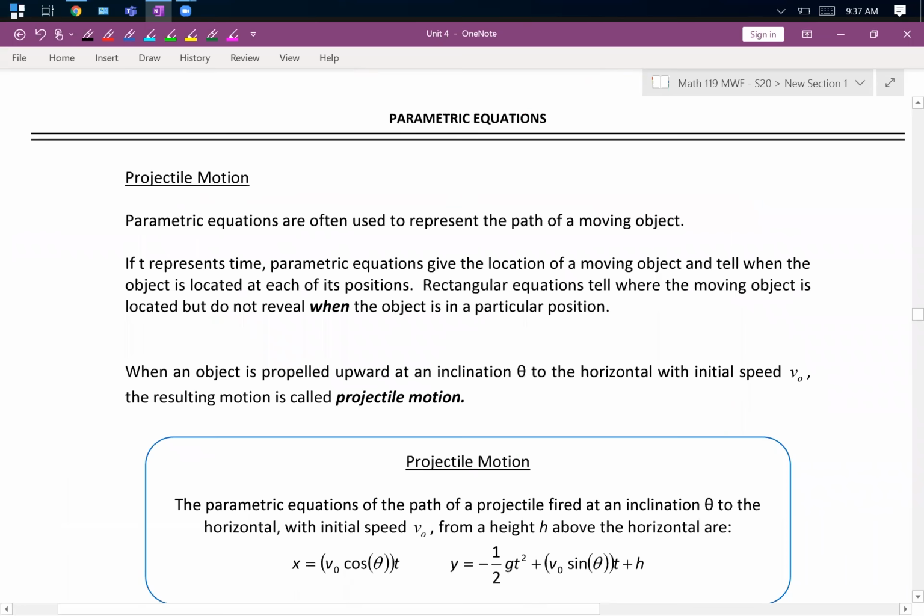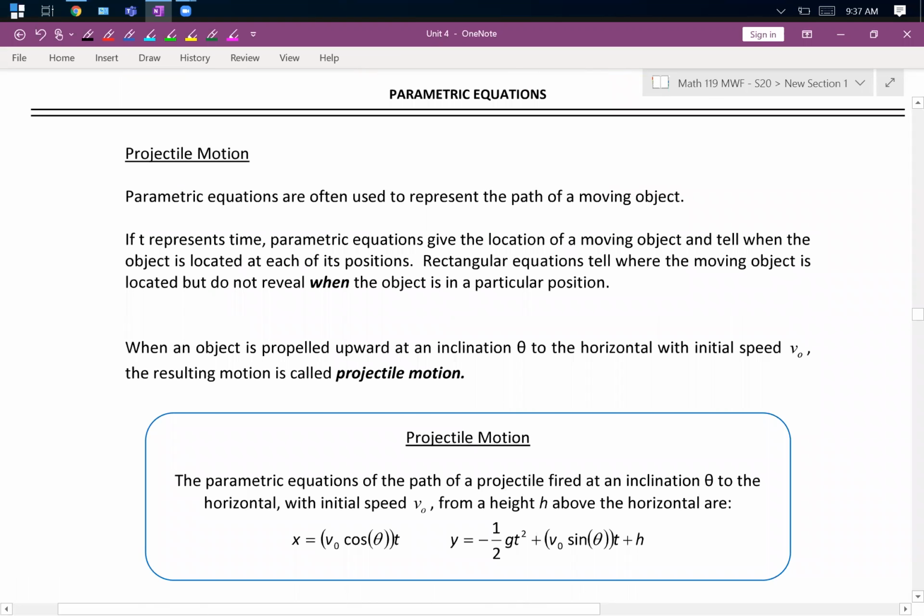An application of parametric equations is projectile motion. We frequently use parametric equations to represent the path of a moving object because we can discuss both the horizontal change and the vertical change as time goes past. So if t represents time, parametric equations give the location of a moving object and tell when the object is located at each of its positions. Rectangular equations tell where the moving object is located, but do not reveal when the object is in a particular position. So that's why parametric equations can be so much better. They give us more information.